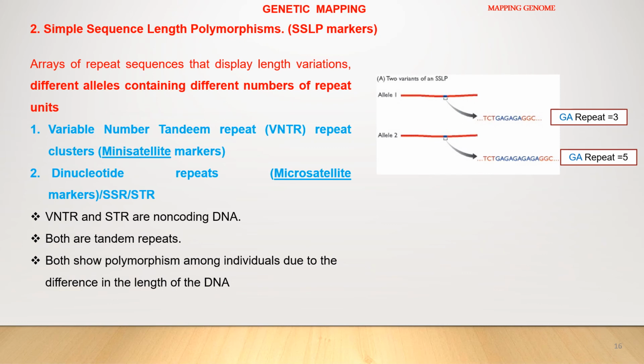Simple sequence length polymorphism, or SSLP. These are a series of repeated sequences of varying lengths that occur in the chromosome. Based upon the number of repeated units, they are classified into two types: variable number tandem repeats and dinucleotide repeats, which are also known as SSR or STR. Both are tandem repeats, show polymorphism, and are multi-allelic.